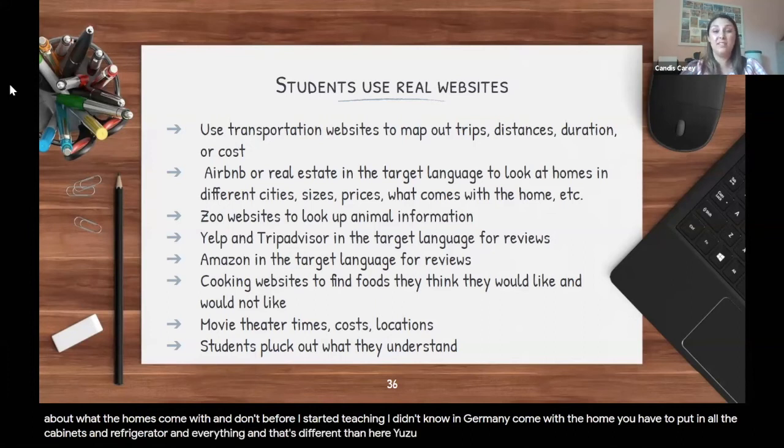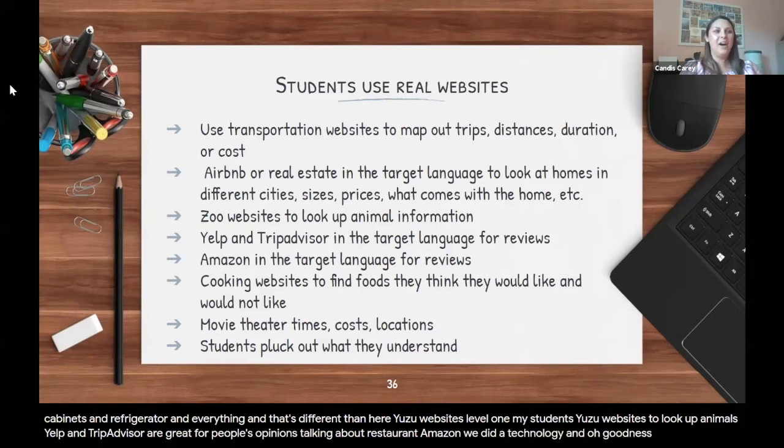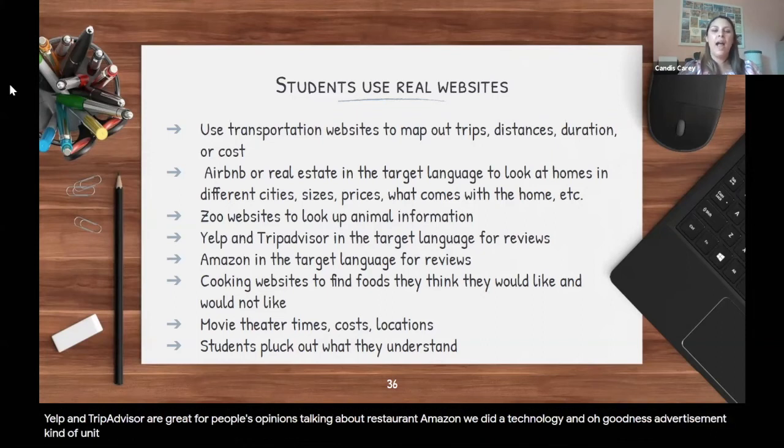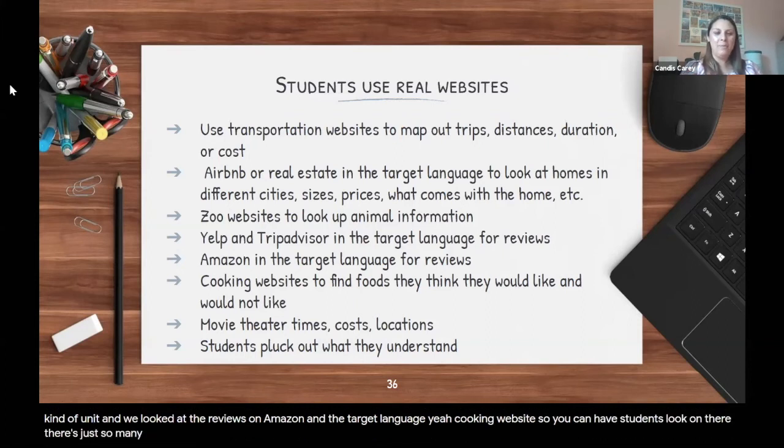Use zoo websites. In Level 1, my students use zoo websites to look up animals. Yelp and TripAdvisor are great for people's opinions when talking about restaurants. With Amazon, we did a technology and advertisement unit, and we looked at the reviews on Amazon in the target language. Cooking websites, you can have the students look on there. There are just so many websites that you could use. Movie times are really easy. Look up times, price of a movie, popular movies when you're teaching times.